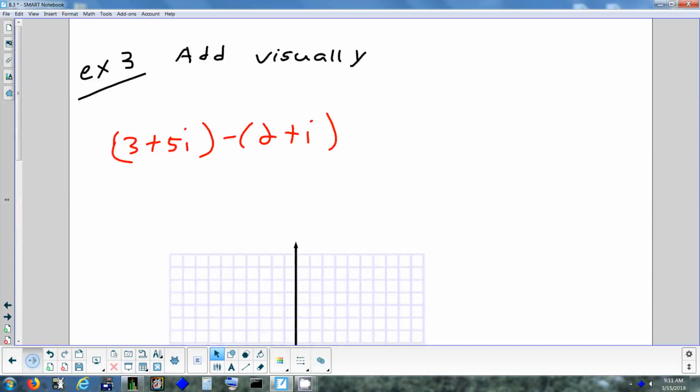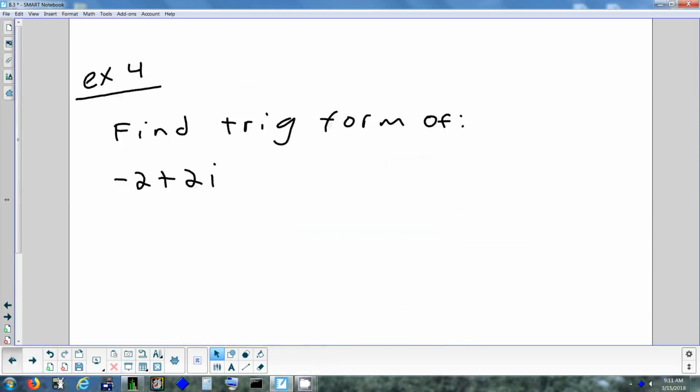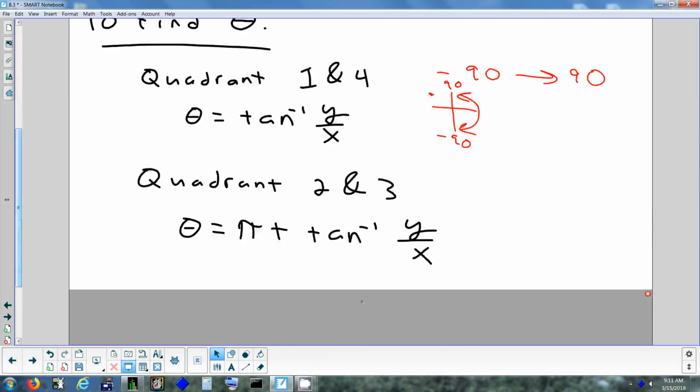But what you can do is just add something to it. All you have to do is add pi. And what that does is pi is 180 degrees. And it shifts you over from quadrants 1 and 4 over to 2 and 3. So if you're in quadrants 2 or 3, you have to add something to the inverse tangent. Pi if you're in radians, 180 if you're in degrees.